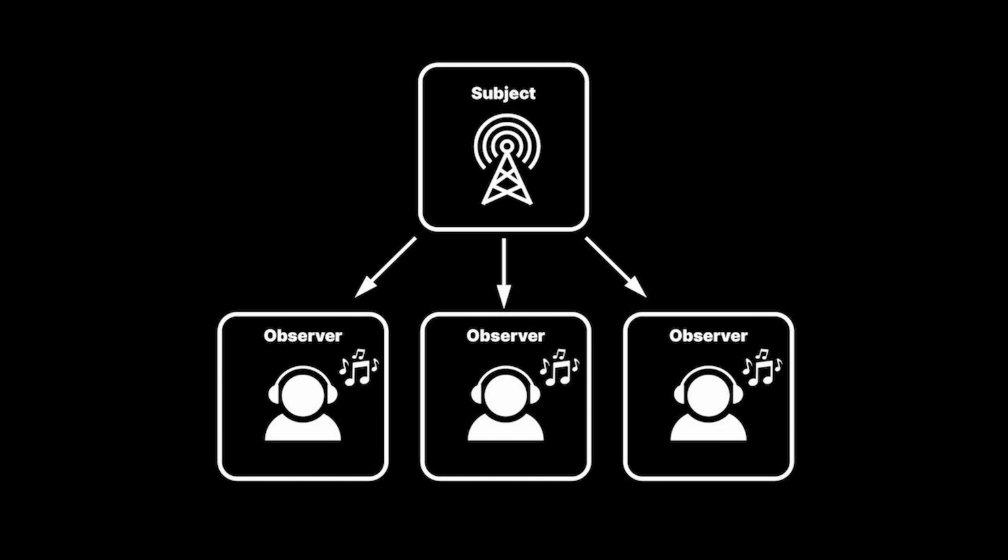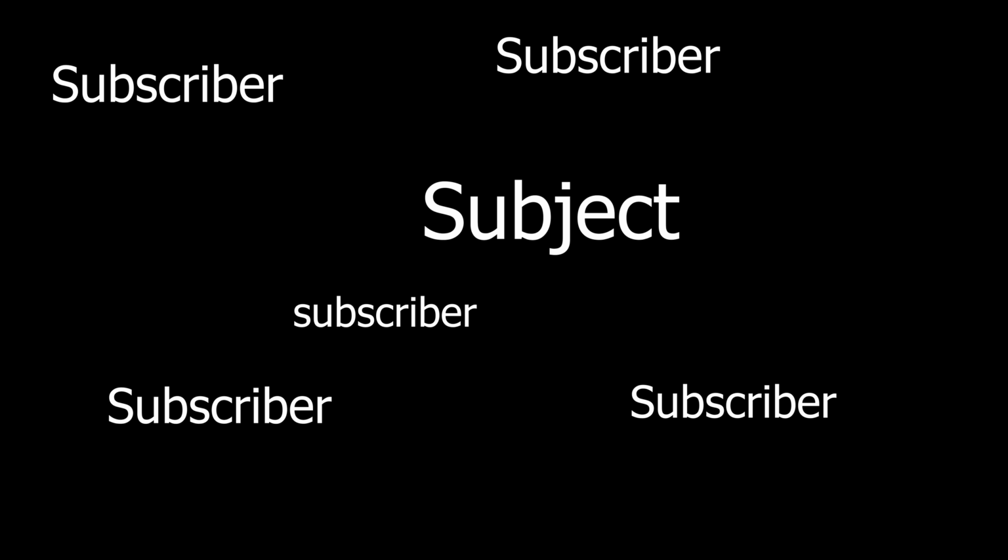This is where you have a subject and observers. The observers will subscribe to the subject, and when any interesting events occur, the subject can notify all of its subscribers. The great thing about this is if more classes need to subscribe to the subject, they can without having to edit any of the subject's code.